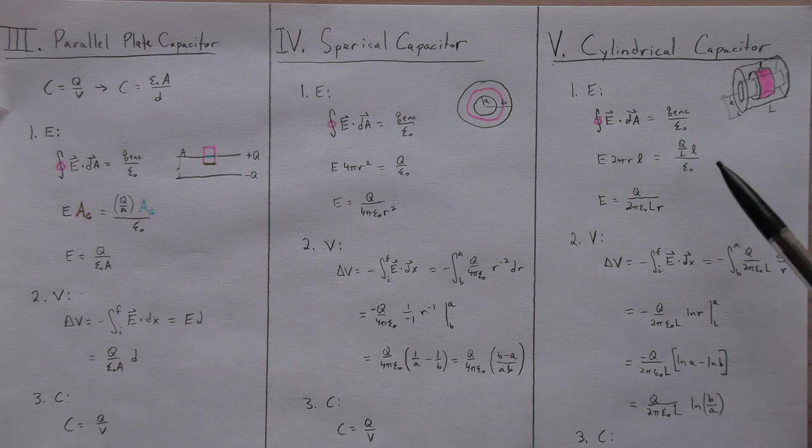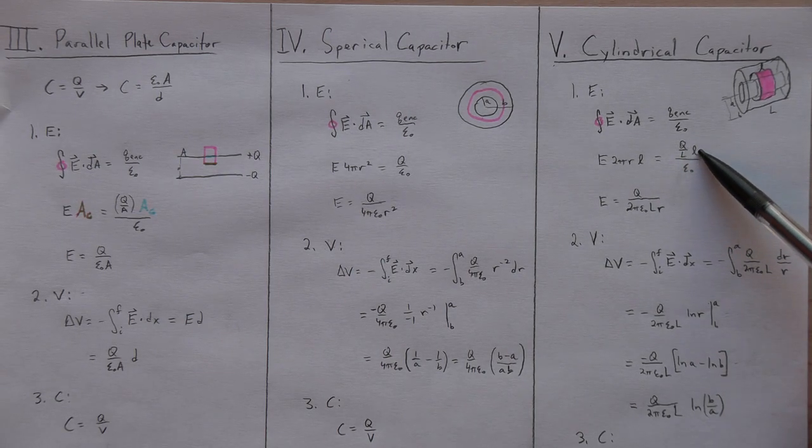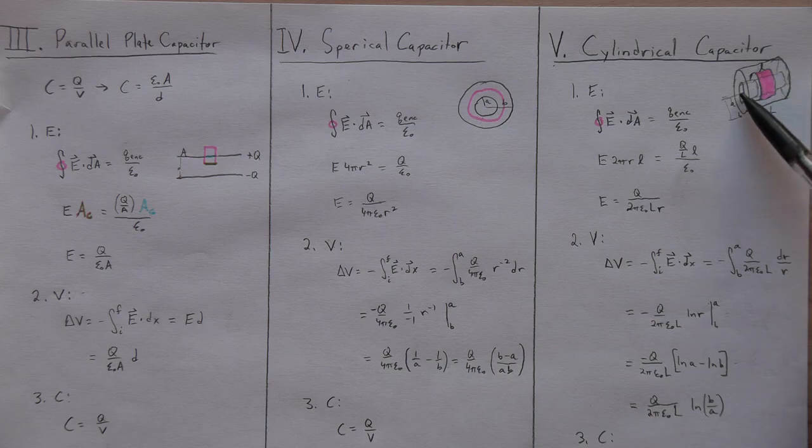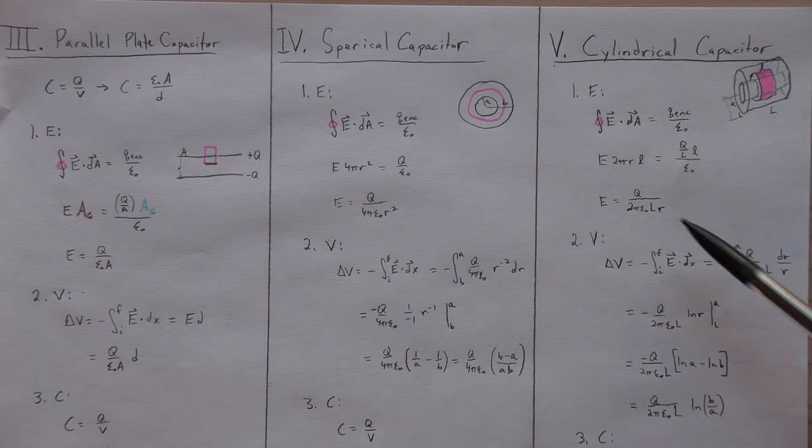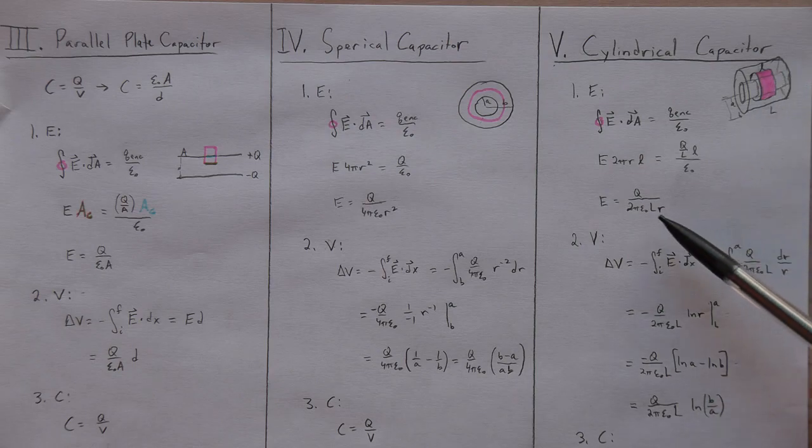And then the Q enclosed is going to be lambda times the length, the coulombs per meter times meters. So I take the total charge, divide by the total length, and that's the lambda, and then I multiply by the length of the Gaussian surface. That tells me the Q inside the Gaussian surface, all over epsilon 0. The little l goes away of the Gaussian surface, and that gives me the electric field there.